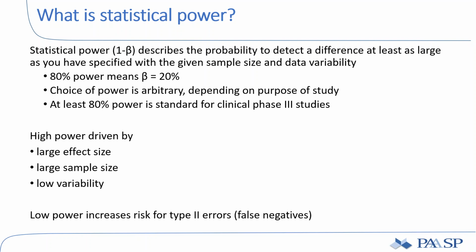This cutoff of 80% is somewhat arbitrary, and it should depend on the purpose of your study. High power is driven by a large effect size, a large sample size, and low variability. The lower the power is, the more type 2 errors you may have, such as false negatives.